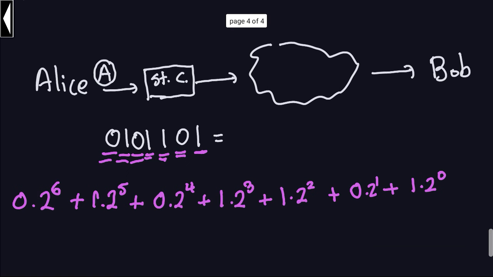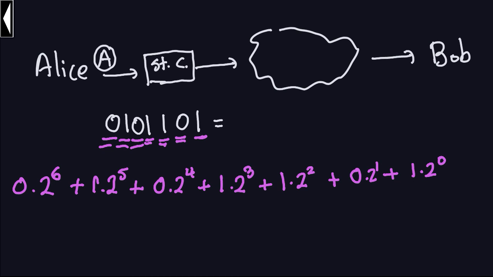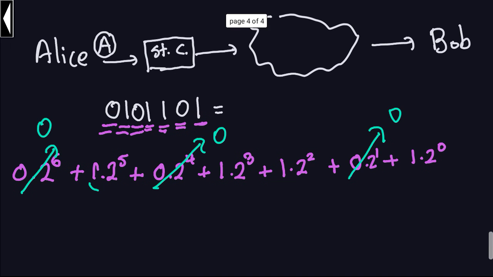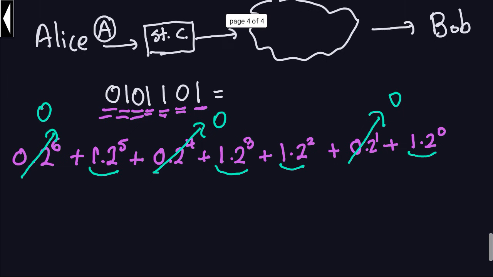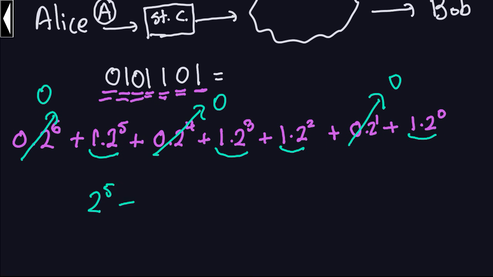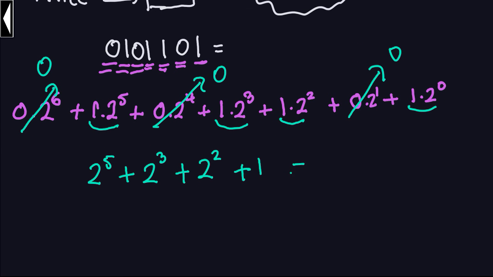Whatever that number is, that's going to be your decimal representation. The zeros don't matter for the representation, so if you cross out the ones that go to 0, basically what you're going to have is 2 to the fifth plus 2 cubed plus 2 squared plus 1. If you work that out, that's going to give you 45.